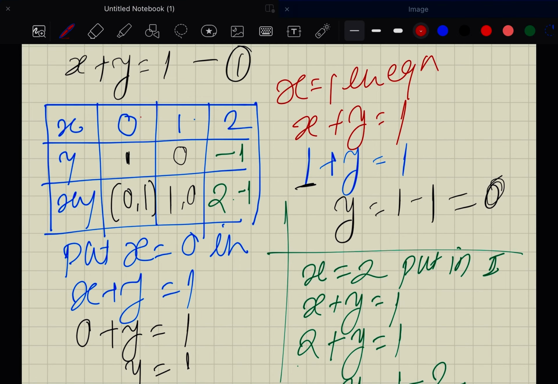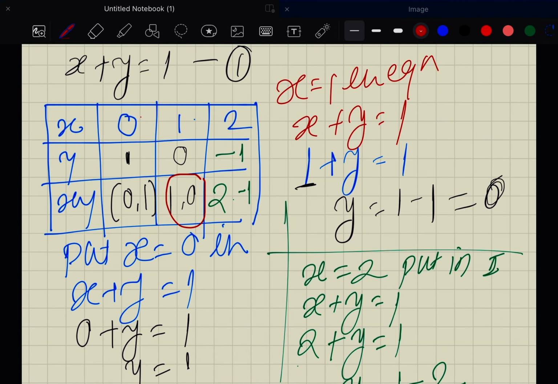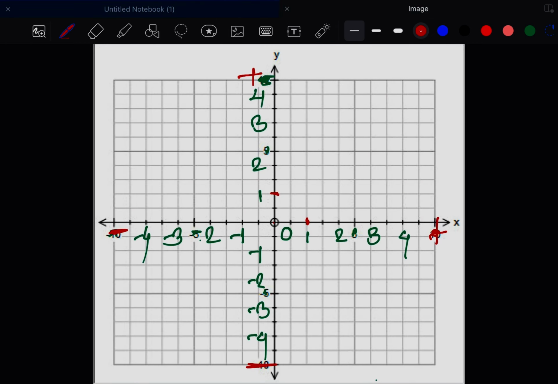Next one. (1, 0). x is equal to 1, y is equal to 0. So the second point is here. Now the third point is (2, -1). Now let's see. (2, -1) means on the x-axis 2, on the y-axis -1. So your third point is here.